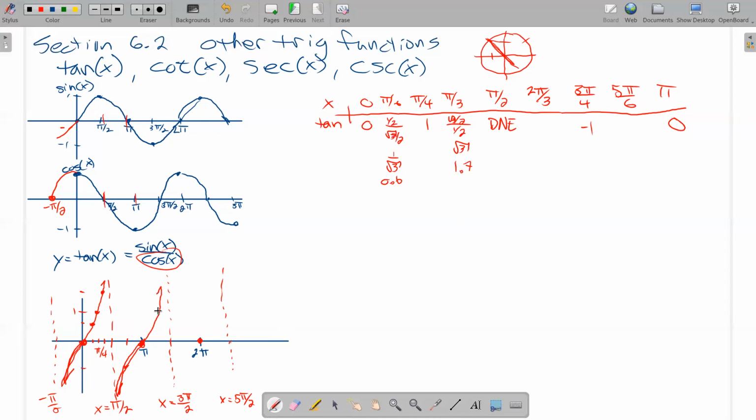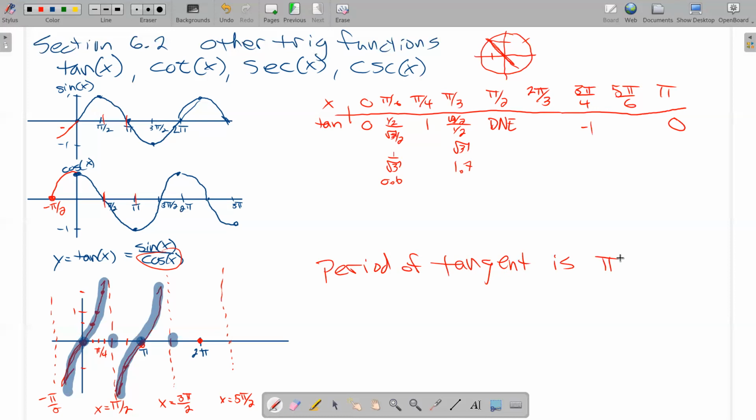Now, something interesting to note about tangent, this figure right here appears to be the same as this part right there. So let's think about what the period is for that. So I can see from midpoint here to midpoint, there's a distance of pi. And with the asymptotes, I jump from pi over 2 here to 3 pi over 2, which is also a distance of pi. So it looks like the period of the tangent is pi, not 2 pi like the sine and the cosine.